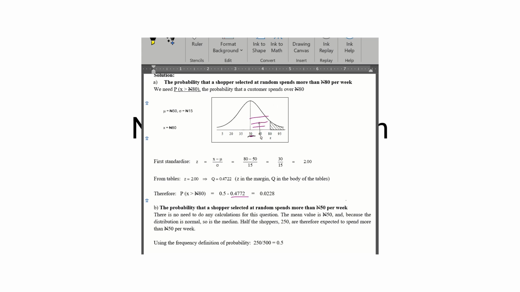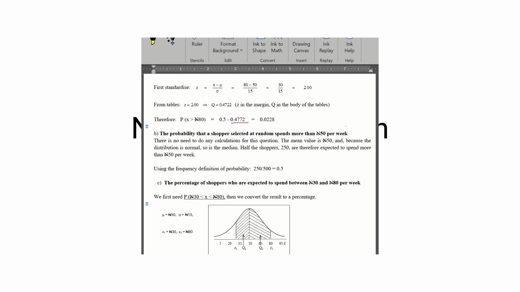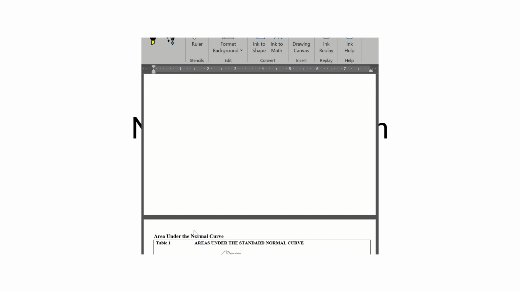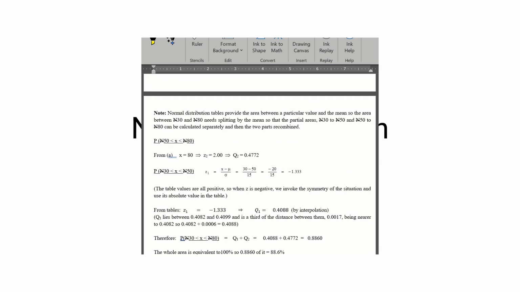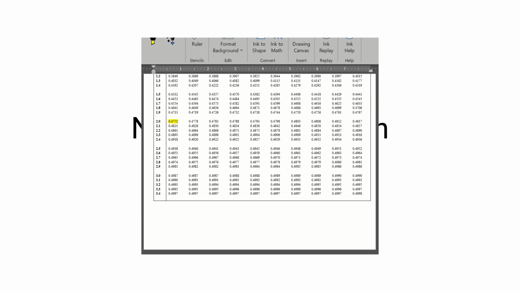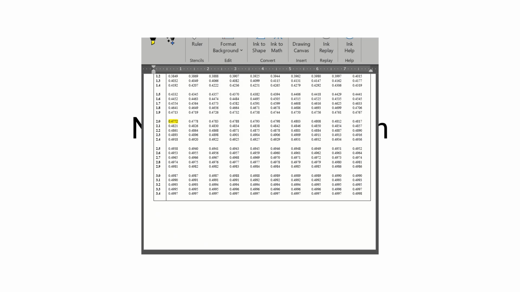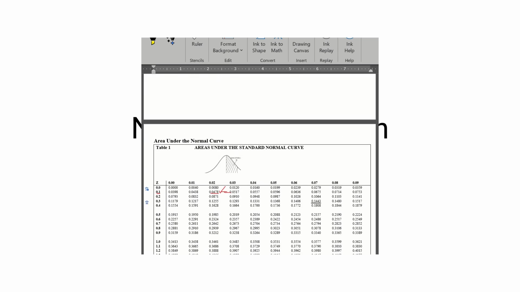So that is that. But if you still want to solve it, it's just to say 50 minus 50 all over 15. So you have 50 minus 50, you have 0. Divide by 15, you have 0. So when you go and check your table, you check 0 under 0, and you are going to get 0.5.